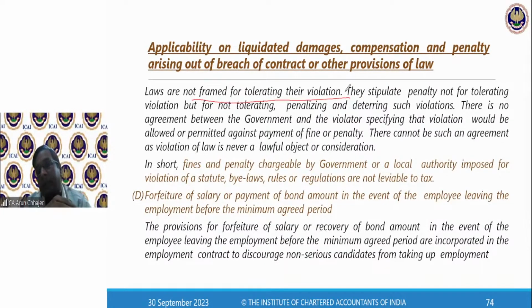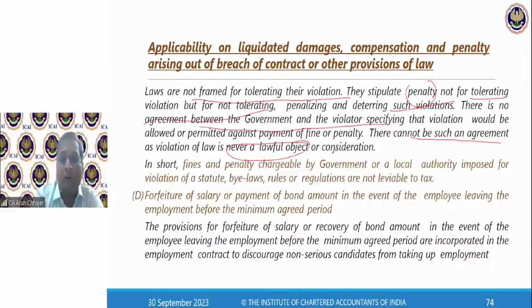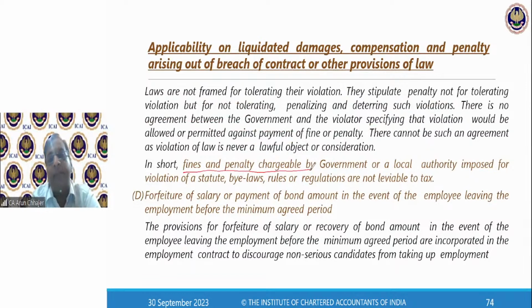Because someone has not done the compliance, they have to pay the penalty. So this mere penalty is a flow of money, but it cannot be said to be part of a contract that it has been received for tolerating that particular non-compliance of any law. The law stipulates penalty not for tolerating the violation, but for not tolerating, deterring, and penalizing such violation. There is no agreement between the government and the violator specifying that violation would be allowed or permitted against payment of the fine. It cannot be said like that: that you do this non-compliance, you pay the penalty, so I will accept your non-compliance on payment of rupees this much. There cannot be such an agreement, as violation of law is never a lawful object or consideration. In short, fines and penalty charges imposed by the government are not leviable to tax.